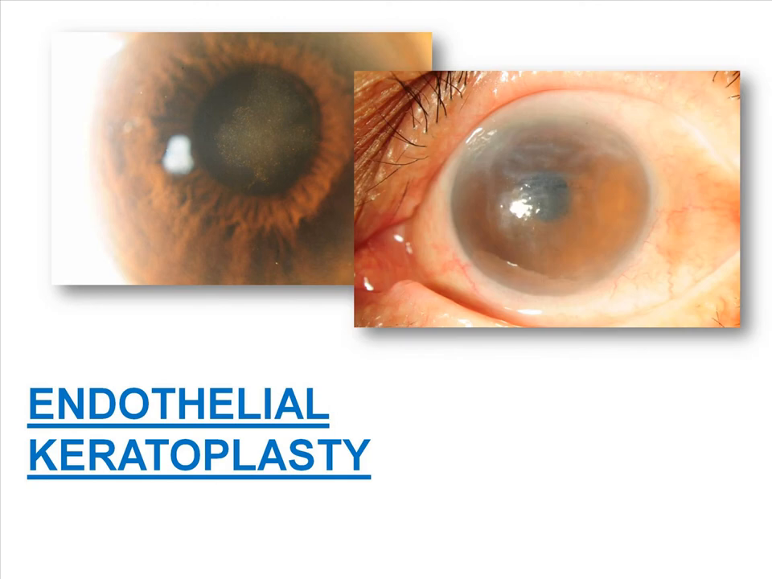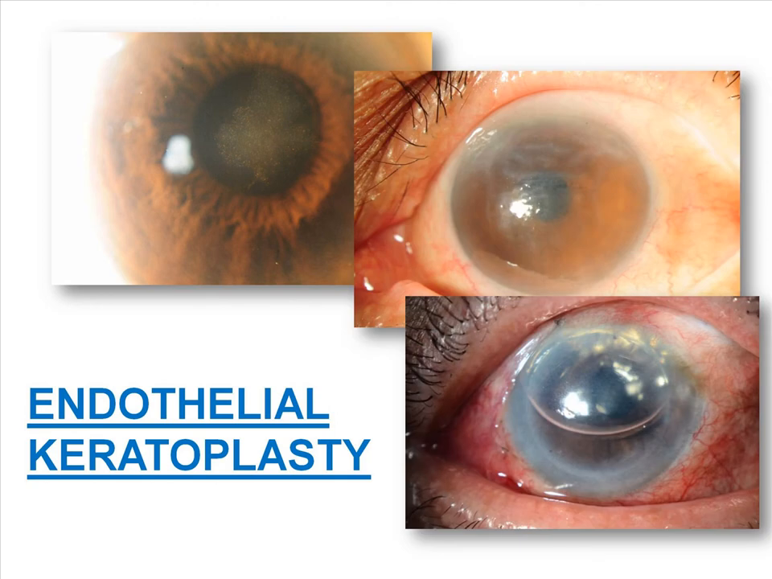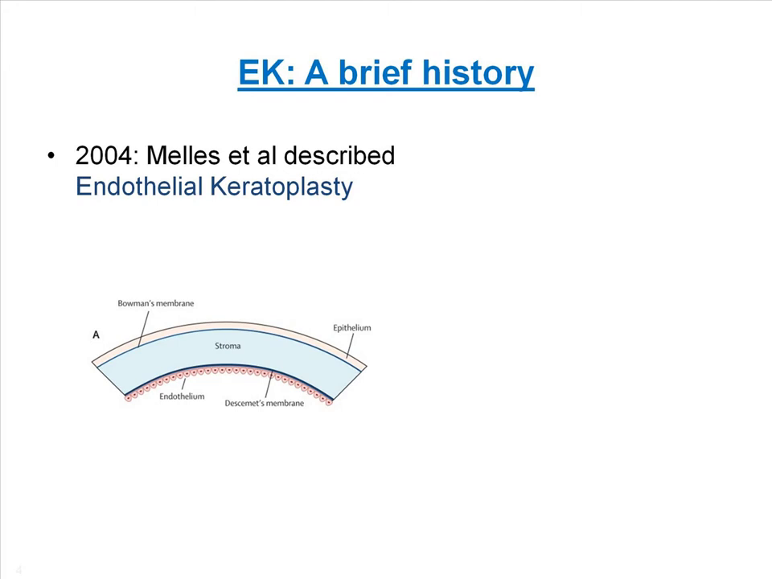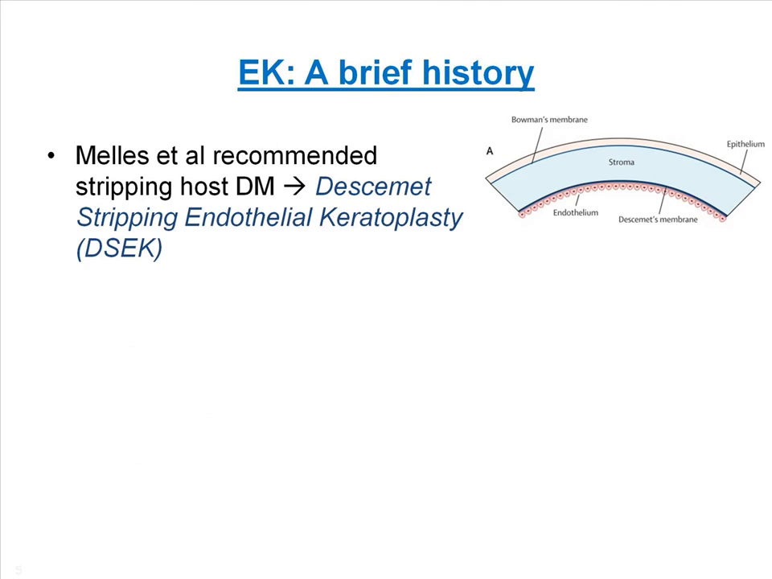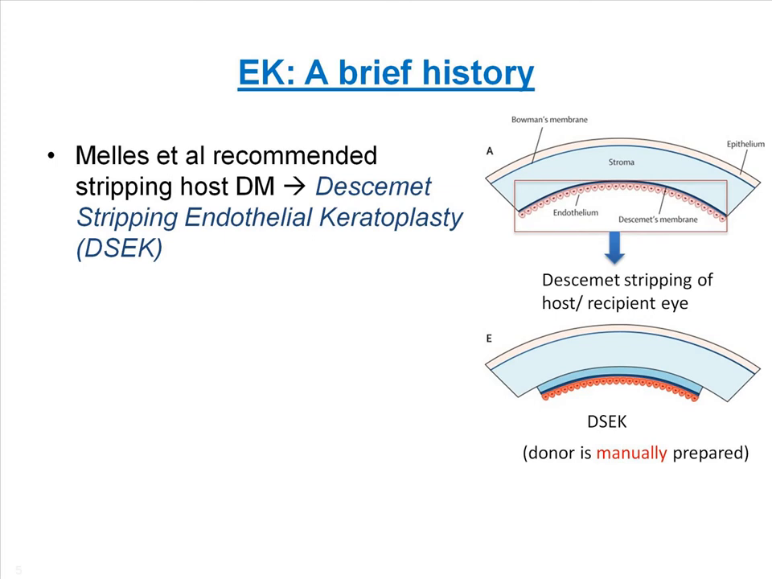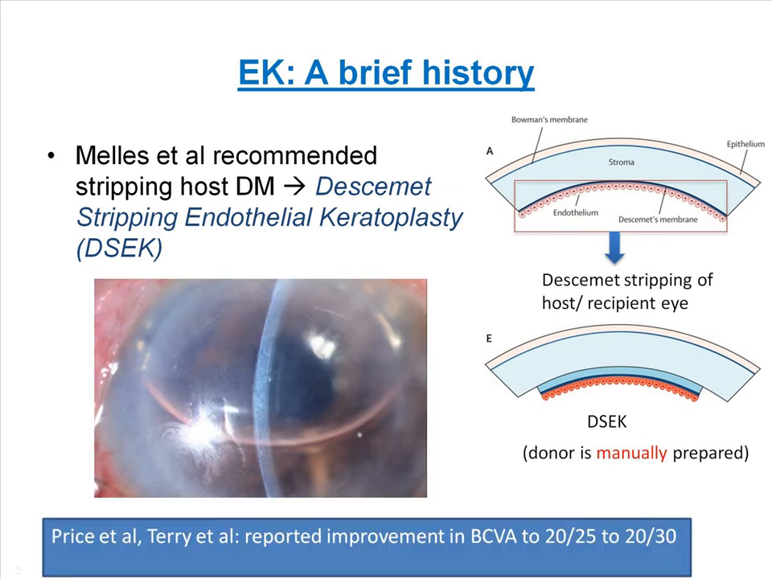First, we take a look back at the evolution of endothelial keratoplasty. In 2004, Melles et al. described a method of posterior keratoplasty in which a lenticule of donor cornea was manually prepared or dissected, consisting of the posterior stroma, Descemet's membrane, and endothelium, and then it was inserted into the recipient eye. The recipient's Descemet's membrane was also removed prior to implanting the new cornea, and this was termed Descemet's stripping endothelial keratoplasty. The visual results following this procedure were good, achieving visual acuities of 20/30 or better.